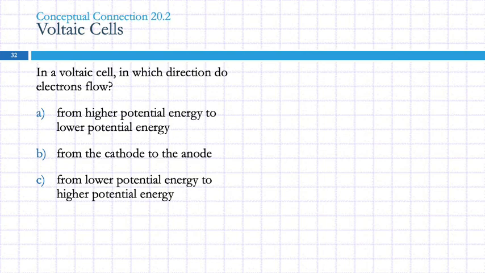In my keys. If I let go, what's going to happen? Are they going to fly to the ceiling? No. They go down, right? Because the floor has lower potential energy. So the electrons are going to go to lower potential energy too. Choice B isn't right because the cathode is positively charged and the anode is negatively charged, and they're attracted to the cathode. They're going to the cathode.